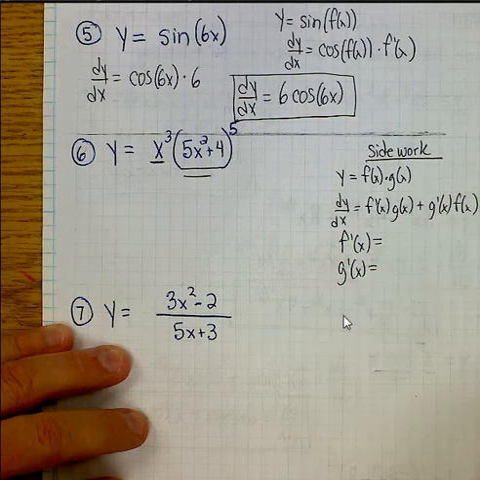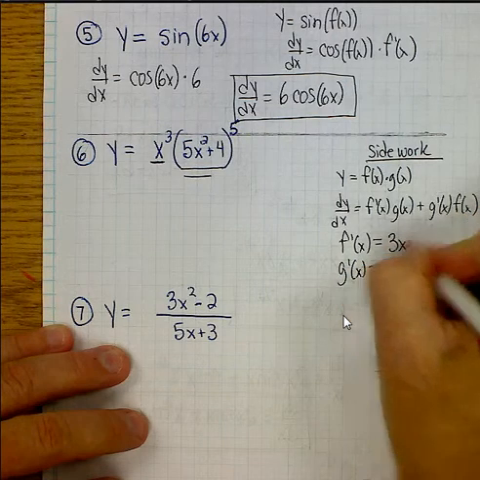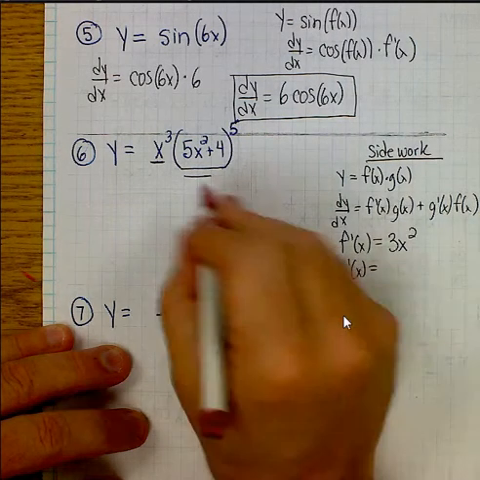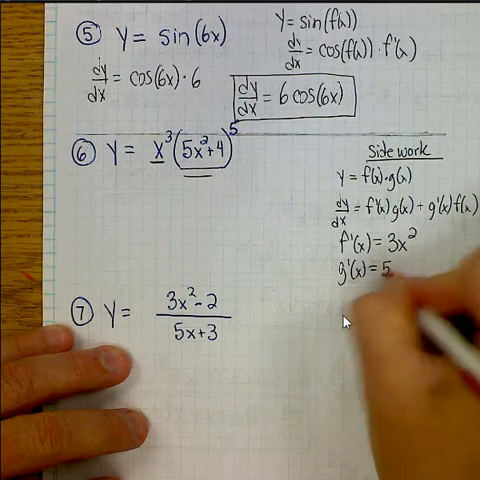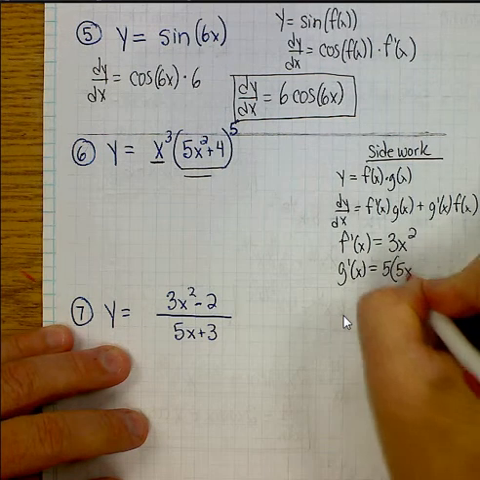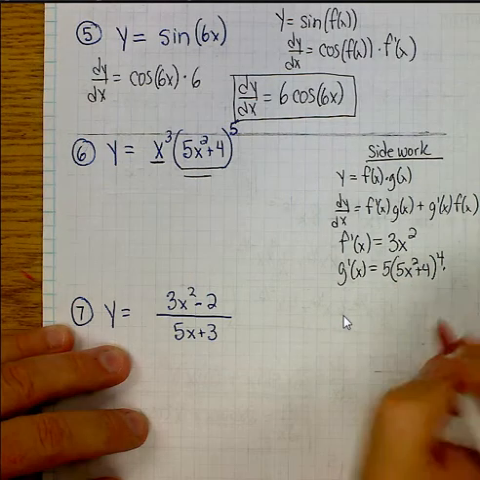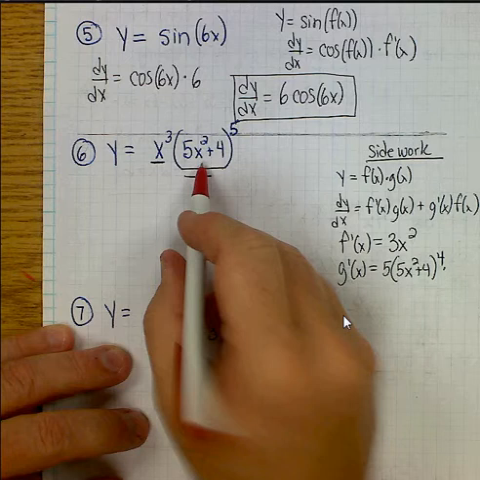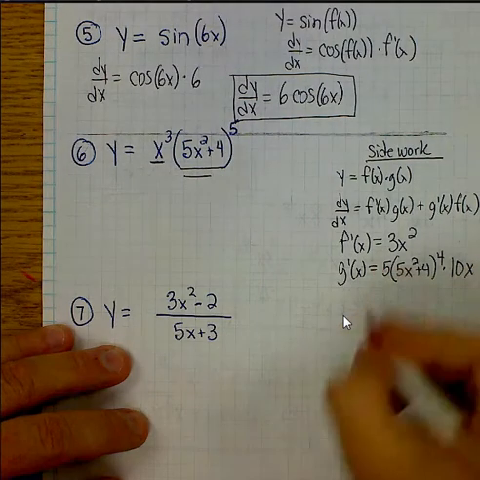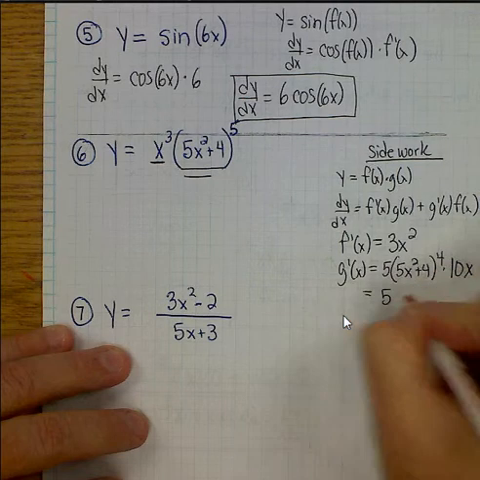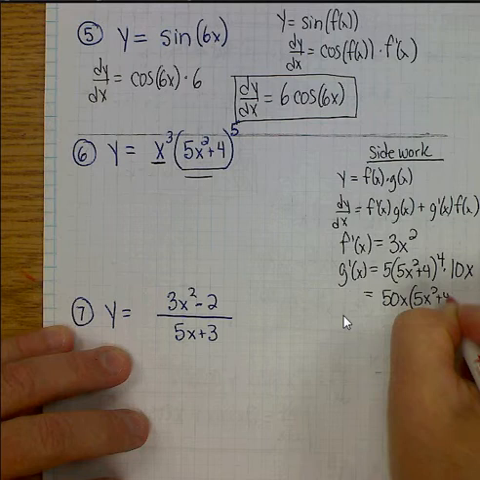All right, well, my f prime of x, that's going to be my first function. That's x cubed, so that's just 3x squared. And my g prime of x is going to be that bigger function, and that's the chain rule. So it's 5 times the something to the power minus 1 times the derivative of the something. This is what some of us forgot. And the derivative of that something is simply going to be 10x. So when I simplify this, I get 5 times 10x, which is 50x, times 5x squared plus 4 to the 4th.